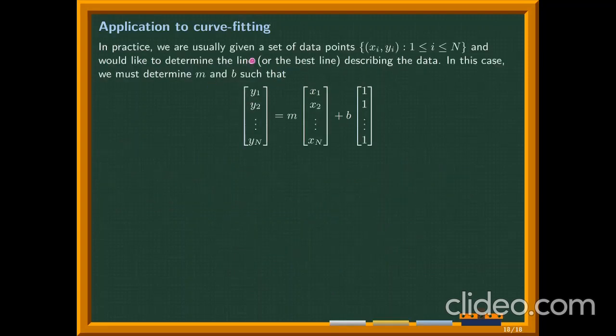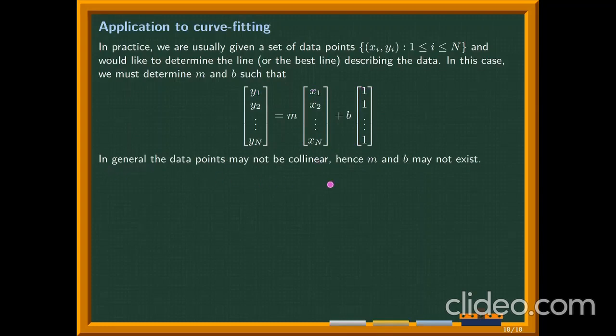In practice, we are usually given a set of data points. So, say n data points, and would like to determine the line or the best line describing the data. In that case, we must determine m and b satisfying this matrix equation. And as we saw earlier, this is equivalent to saying that this vector lies in the span of this vector and this vector.